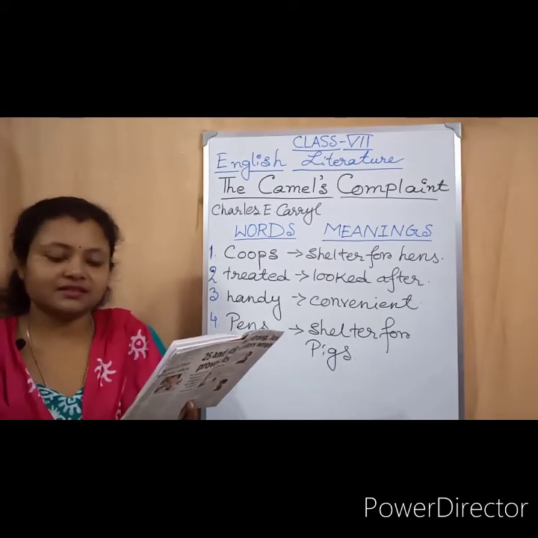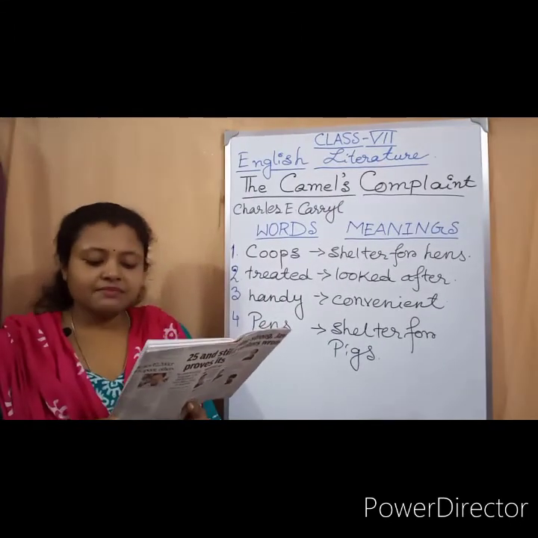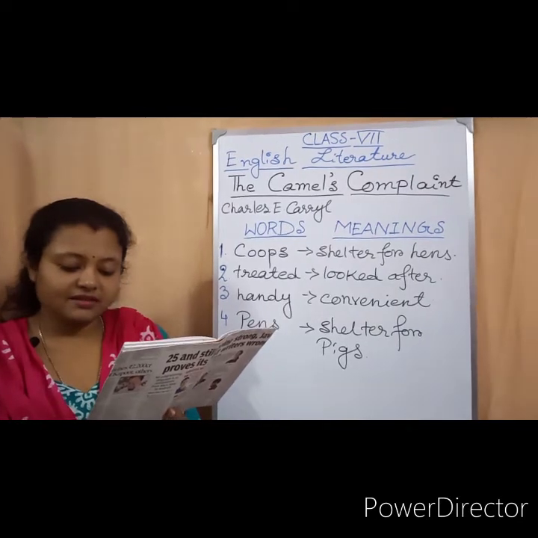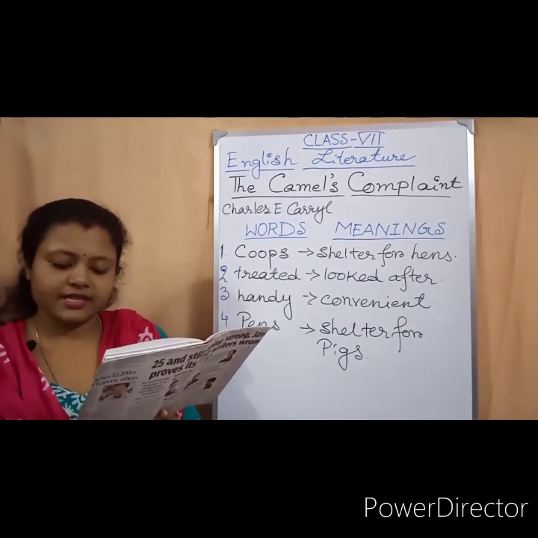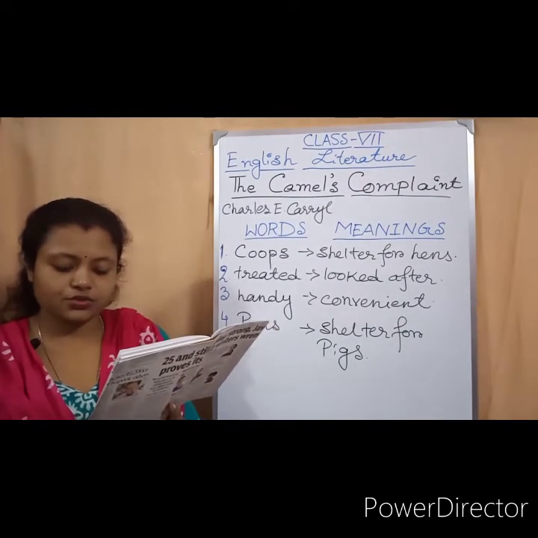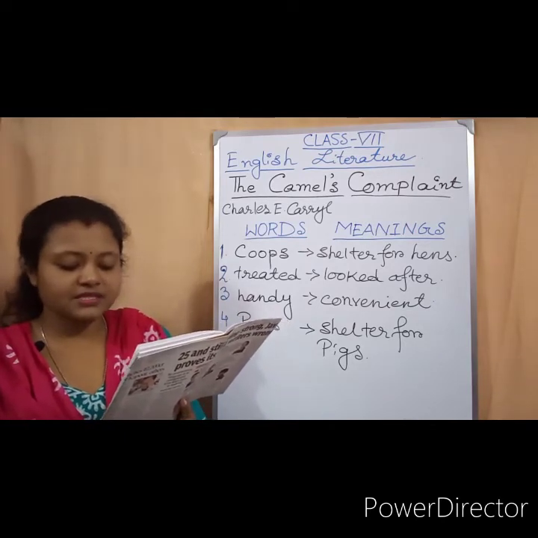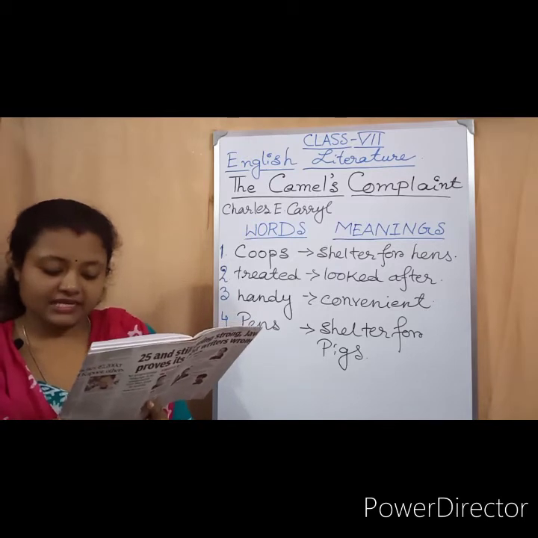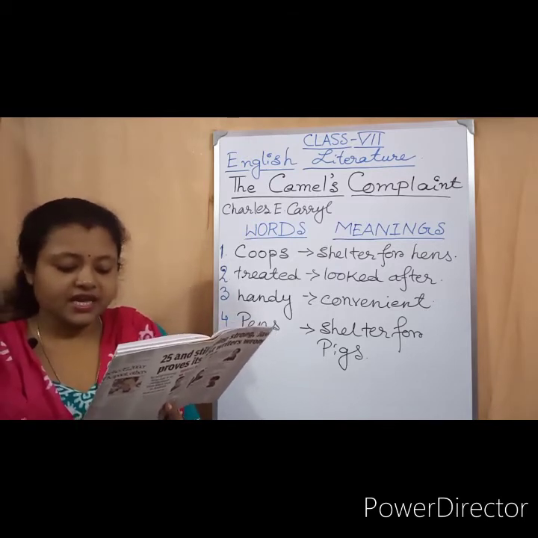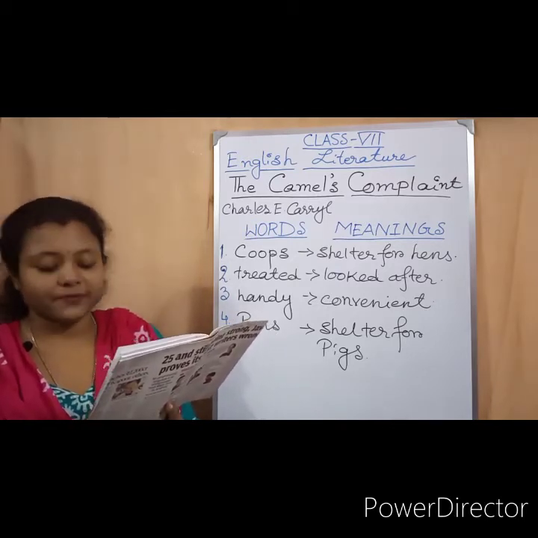Now let's read the third stanza. Lambs are indoors out of the sun. Coops are built for hens. Kittens are treated to houses well heated, and pigs are protected by pens. But a camel is handy, wherever it's sandy, anywhere is okay for me.